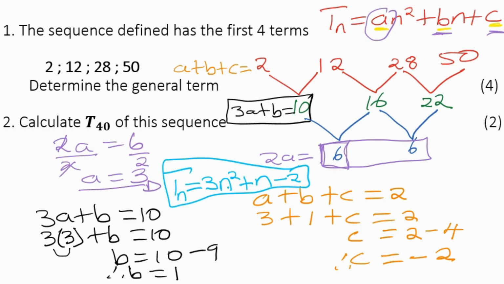All right, now we go to question number 2. They say calculate T40 of this sequence. So that means we need to find term 40. All right, for now we have got T1 is equal to 2, T2 is equal to 12, T3 is equal to 28, T4 is equal to 50. So we have to find T40. What we can do is to use the general formula and find T40. All right, come with me, let's do this.